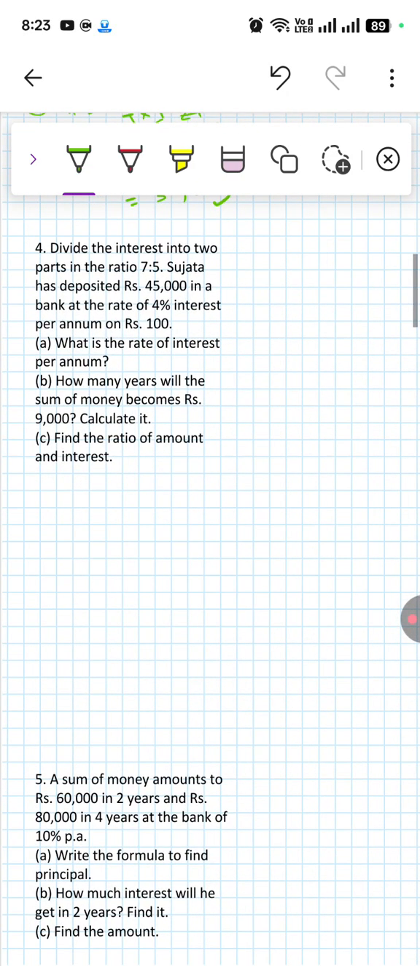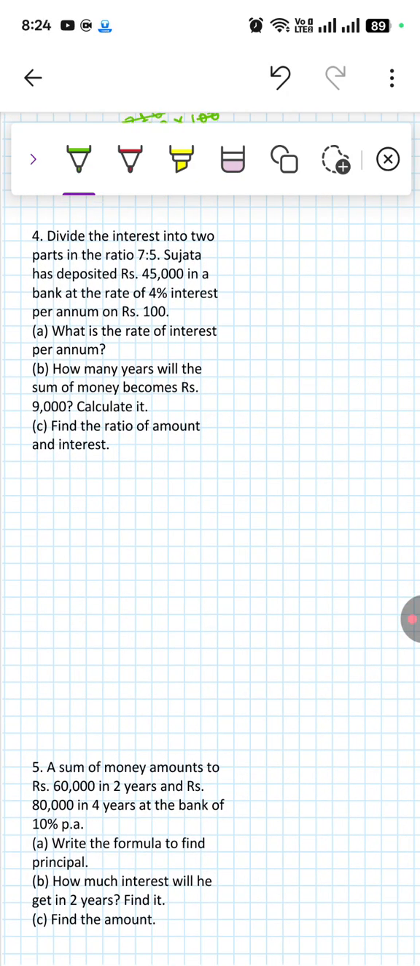Okay, coming to question number 4 now. Divide the interest into two parts in the ratio 7 is to 5. Sujata has deposited this much. So at last I'll divide this interest. First let me know how much is the interest. Sujata has deposited rupees this much. It means the first amount deposited, that is the principal. So the principal over here is rupees 45,000.